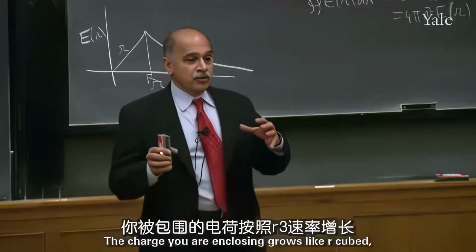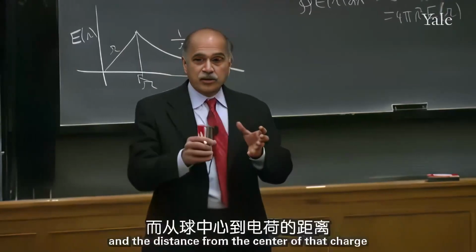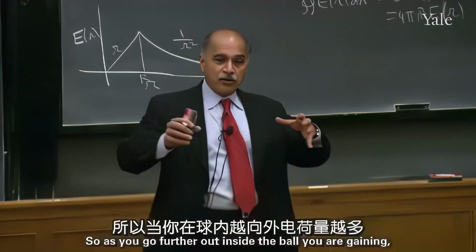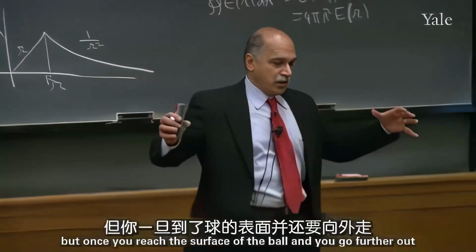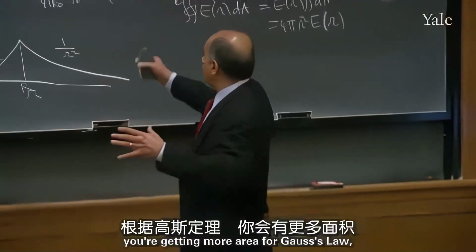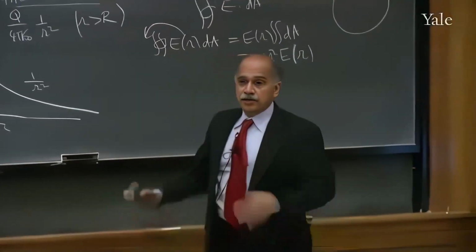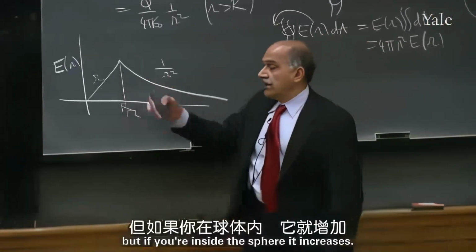Right. The charge you are enclosing grows like r cubed, and the distance from the center of that charge is r squared, which comes downstairs. So as you go further out inside the ball, you're gaining. But once you reach the surface of the ball and you go further out, you're getting more area for Gauss's law, but not more charge, which is stuck at capital Q. That's why once you leave the sphere, it starts declining. But if you're inside the sphere, it increases.